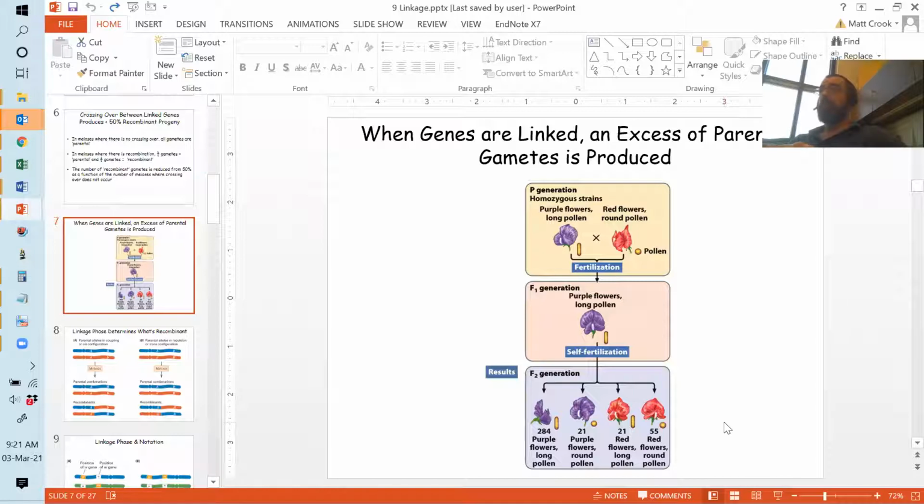It's not complete, because you do see these two non-parental combinations, but there is a vast excess of the parents. Essentially, the phenotype combinations you see in the parents, you see way more of those than you would expect to see if linkage was not occurring. So that is the classic symptom of linkage.